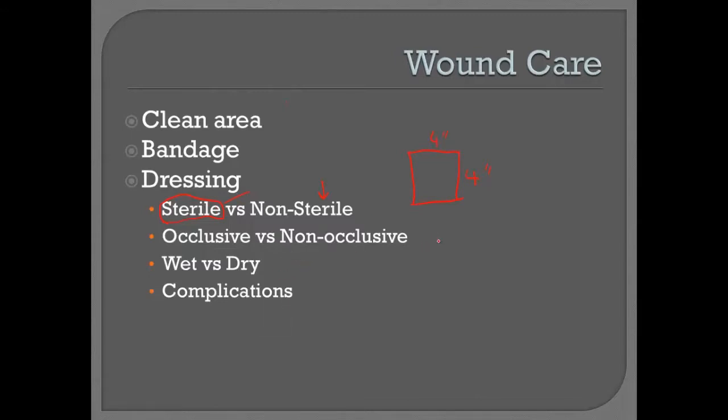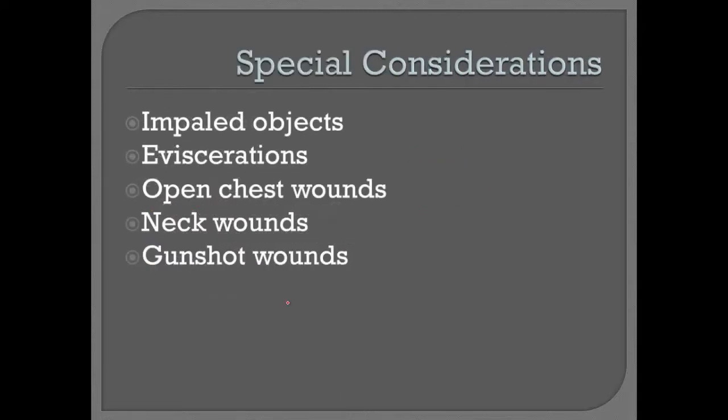We also have occlusive dressings and non-occlusive dressings, and it's probably easiest for me to show you in class. Suffice to say, an occlusive dressing is one that air can't flow through. So something like a piece of plastic wrap. We use Vaseline gauze. Those sorts of things are occlusive dressings. Non-occlusive dressings are basically anything that is not occlusive. You have wet dressings versus dry dressings, and there are also some complications with dressings. So there's some special considerations.